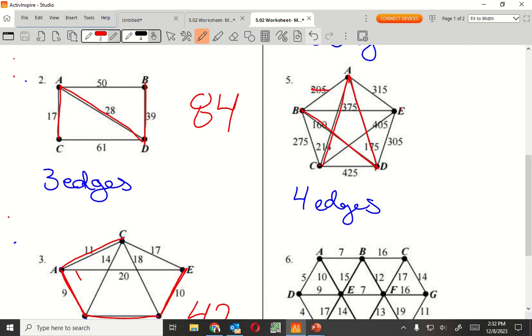So I'm either going to use 315, 375, 405, or 305. It's going to be 305. See, I was thinking that, and you guys made me draw this one, so I messed up. It's got to be 305 because otherwise E would be disconnected.